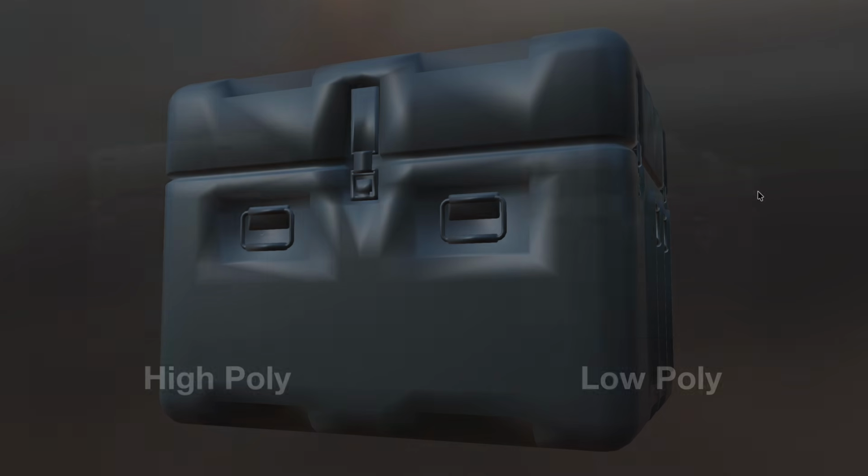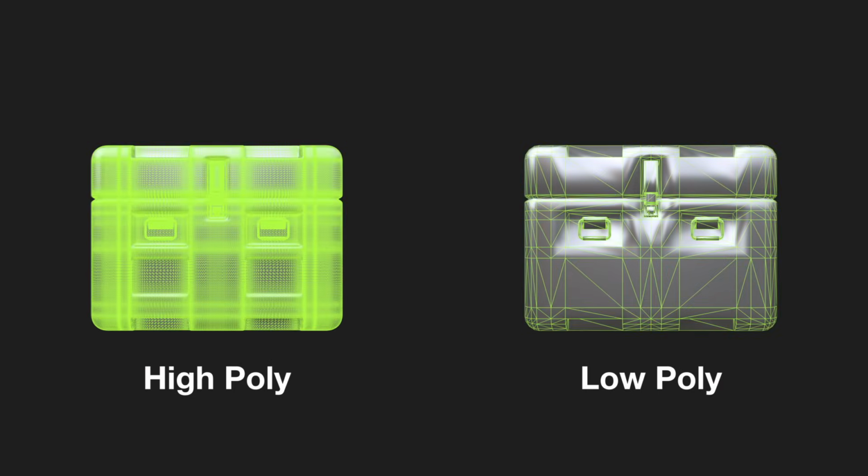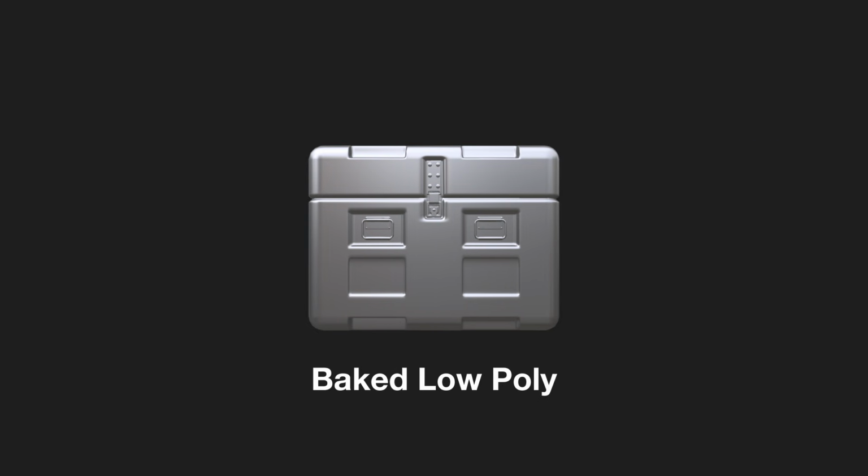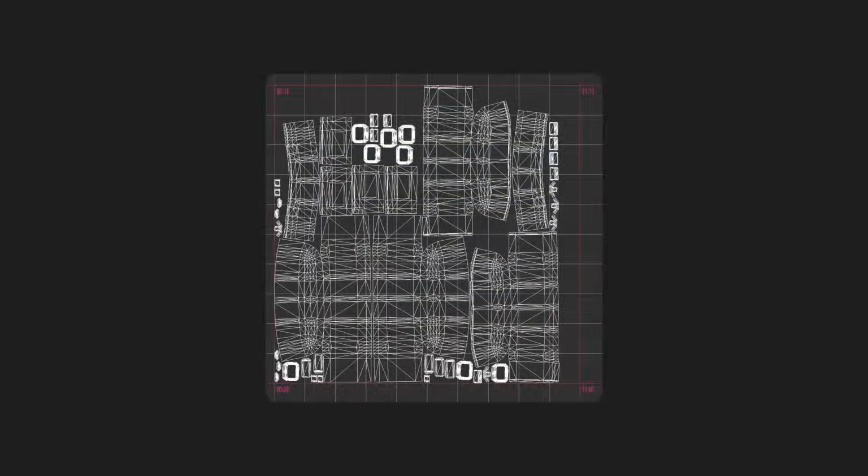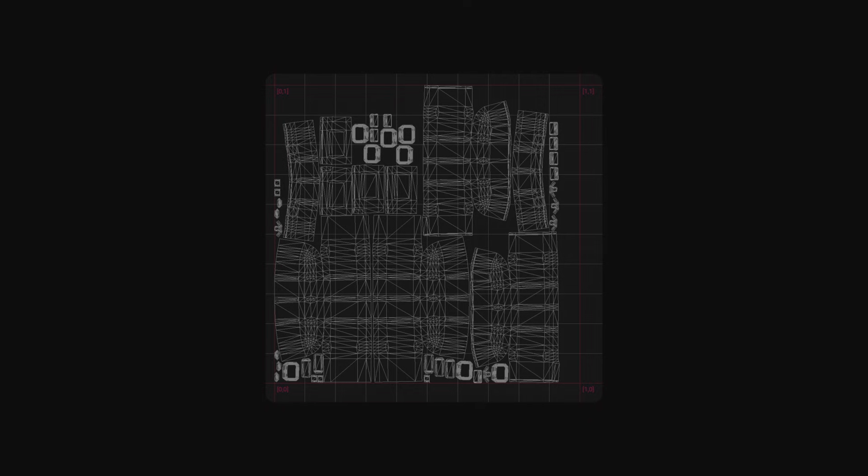In this example, we can see that I have this sci-fi crate and I have two versions of the asset. The high poly source mesh with all those intricate details and the low poly target mesh with simplified parts and pieces. The target mesh also has its UVs unwrapped. To learn more about UV unwrapping in InstaMAT, check out our videos on our YouTube channel. Now let's go ahead and get started baking.